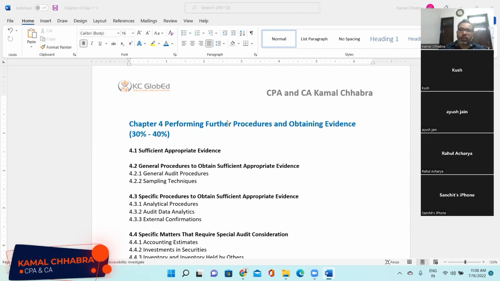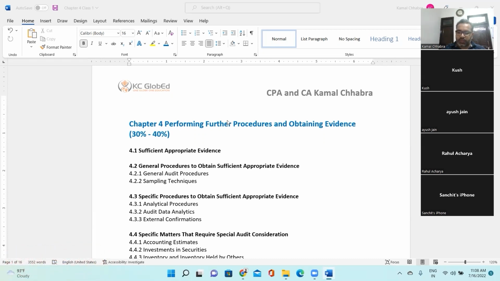Yes, right. So here we'll be learning statistical sampling and non-statistical sampling. Statistical sampling includes random sampling and probability proportionate to size sampling. Then we'll be understanding non-statistical sampling, which is like monetary unit sampling or key item testing, or a risk-based approach when you are performing data analytics. Those techniques we'll be learning, and we'll be doing certain examples for them in this chapter.